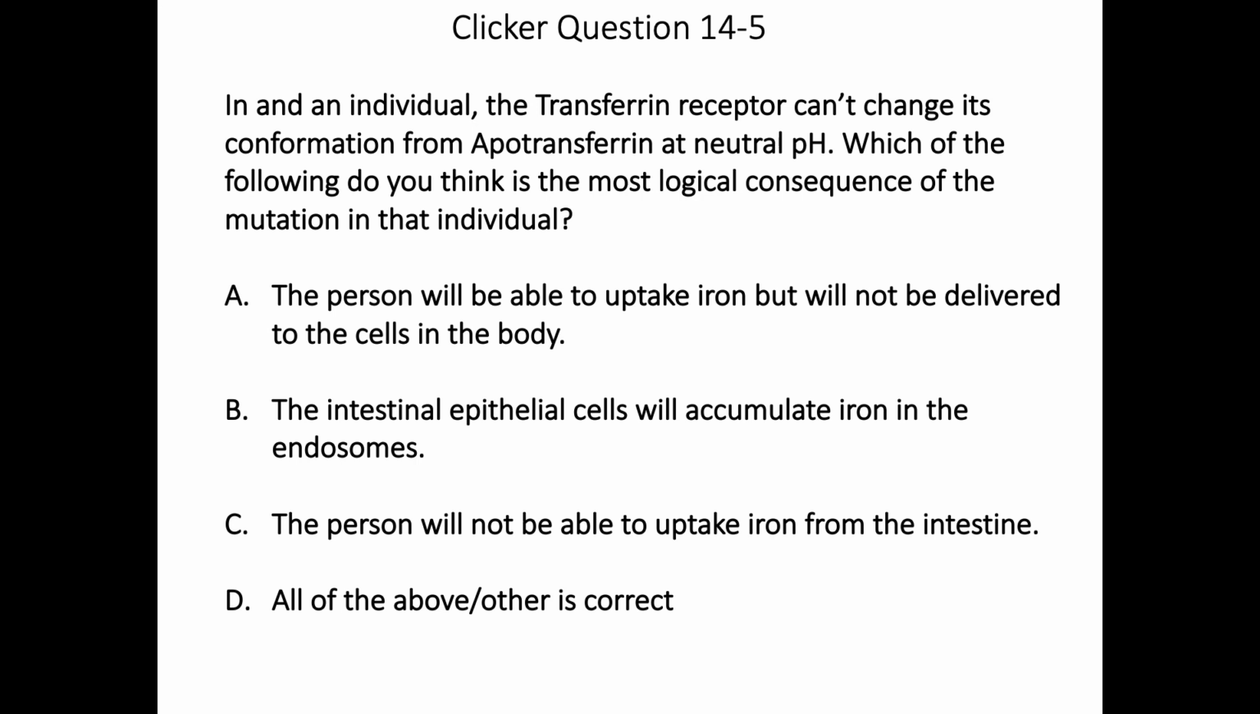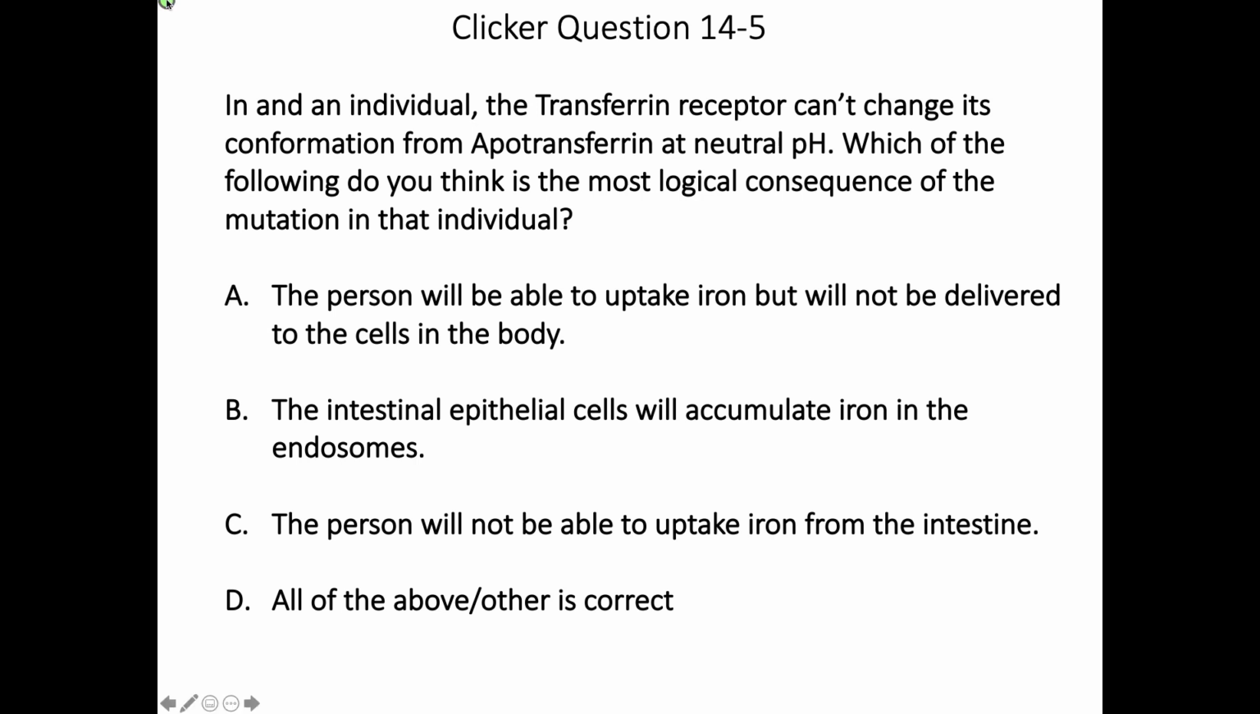Good, everyone? Stopping it now. Distribution is really difficult. So C, 48%, that is the correct answer. The person will not be able to uptake the iron from the intestine. Just give me one second, you're still getting out 5 minutes early.